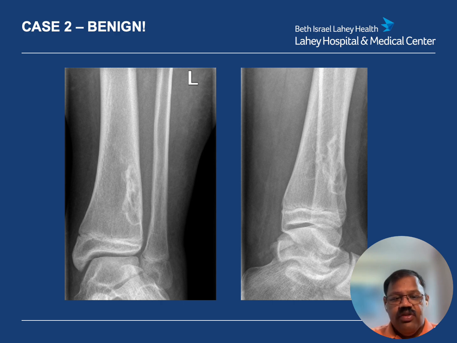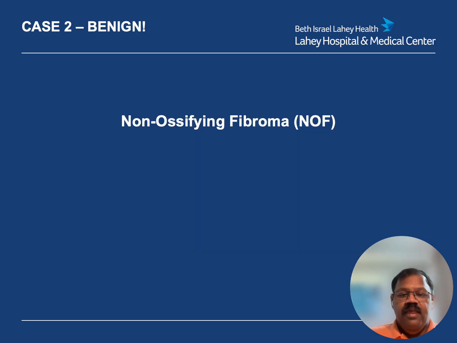It's a geographic lesion. There's no significant cortical destruction. The matrix looks like it's ground glass. It's not truly translucent and see-through. It's not truly chalk-like or cloud-like, representing an osseous matrix, and it certainly does not look like a cartilaginous matrix. And so this lesion, eccentrically located and more cortically based, is a non-ossifying fibroma.